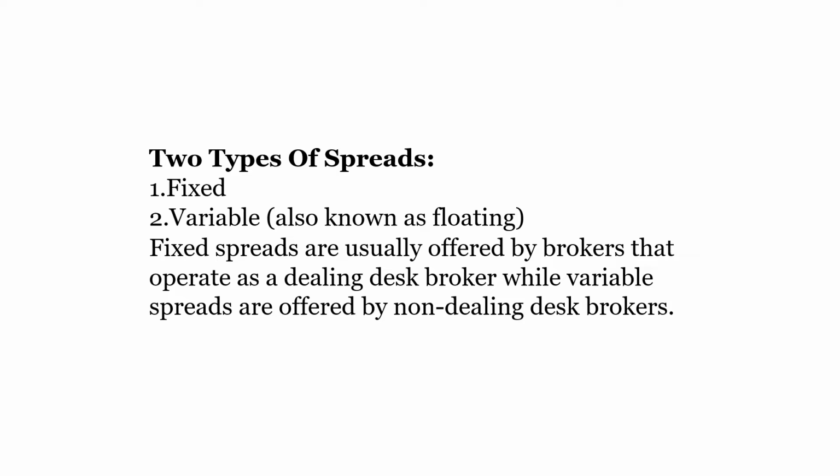The type of spreads that you'll see on a trading platform depends on the forex broker and how they make money. There are two types of spreads: fixed and variable, also known as floating. Fixed spreads are usually offered by brokers that operate as a dealing desk broker, while variable spreads are offered by non-dealing desk brokers. We covered this in our last lesson.